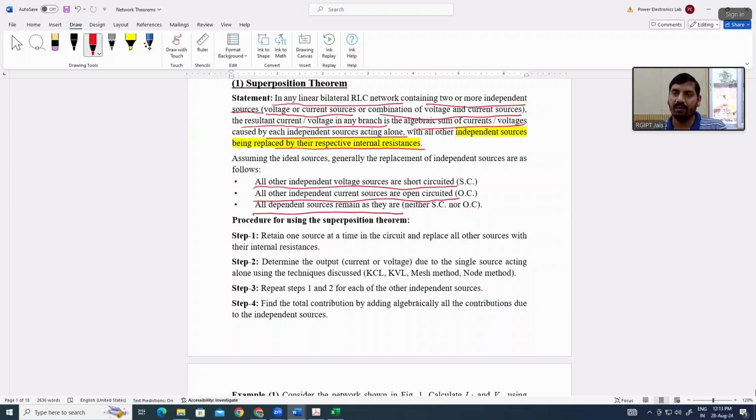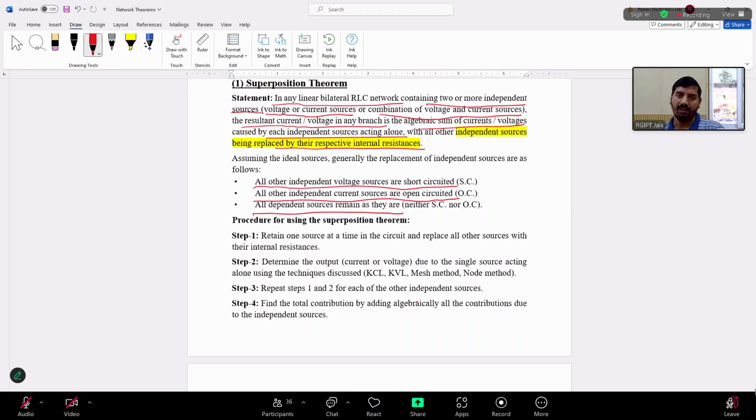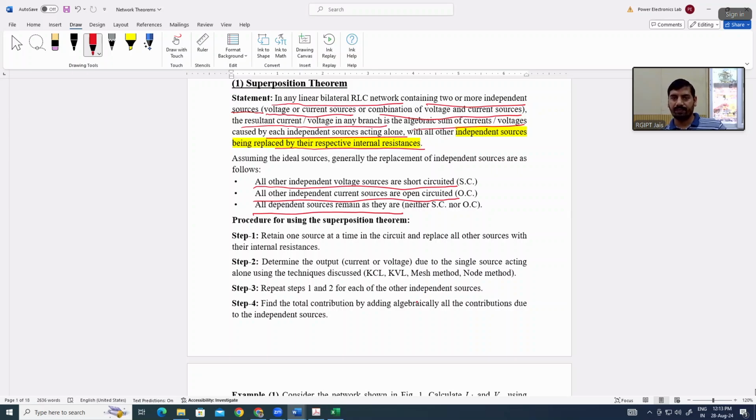You have studied about voltage source and current source. So the property of that voltage source and current source we are using. So if there is any doubt, tell me.